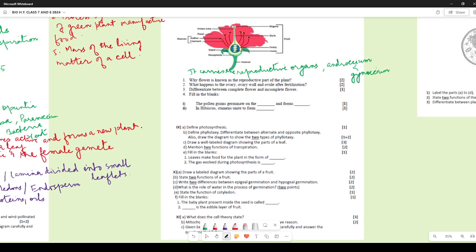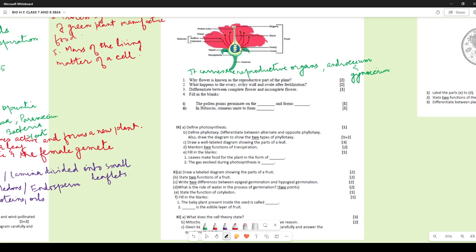It is responsible for reproduction. Now the flower forms the fruit. This fruit will give rise to seeds and these seeds will develop new plants. That is why it is also called the reproductive part of the plant.